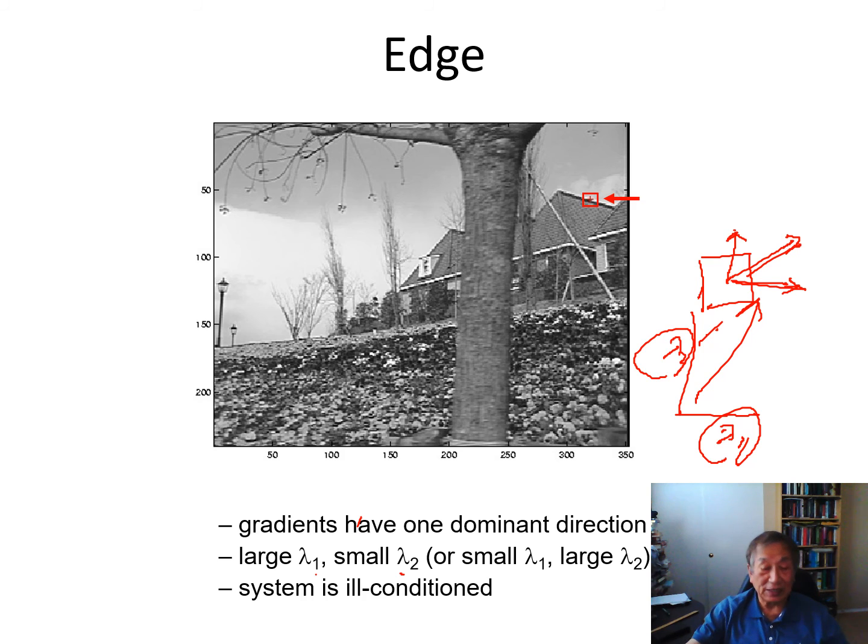In the case that we have a much larger one, the lambda 1 is much larger. In this case, the lambda 2 is much larger. In the case that it's more like edges, it's on edges.